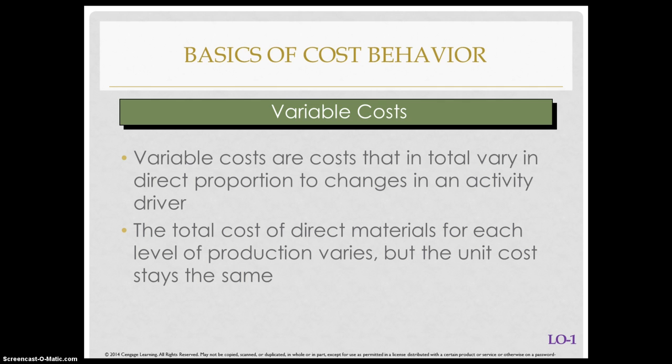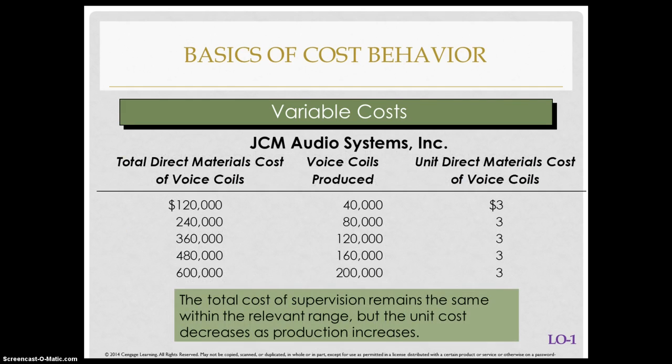So variable costs are costs that in total vary in direct proportion to changes in activity in an activity driver. The total cost of direct materials for each level of production varies, but the unit cost stays the same. So the total direct materials cost of the voice coils might be $120,000 for 40,000 coils, but again, that's $3 per unit. And as we see this step up, that unit direct materials cost per voice coil will remain at $3. And that might be true for the entire production line, no matter how many we can produce.